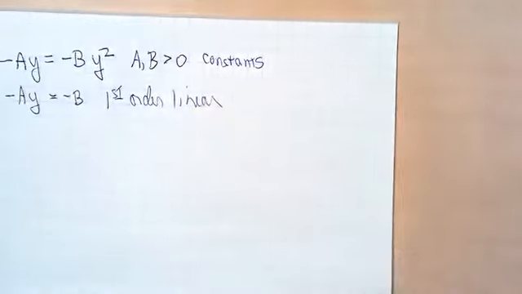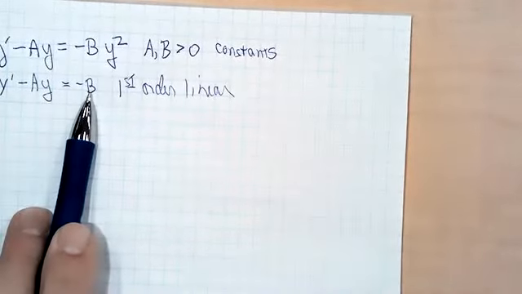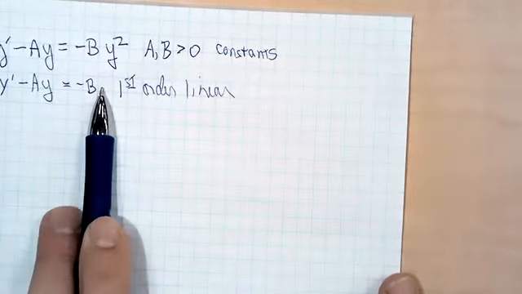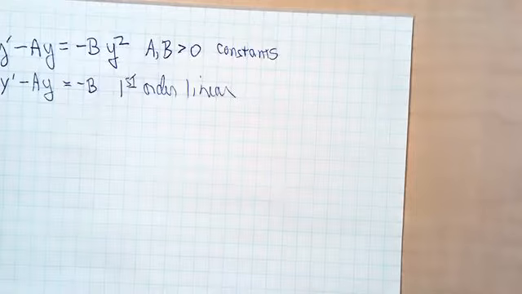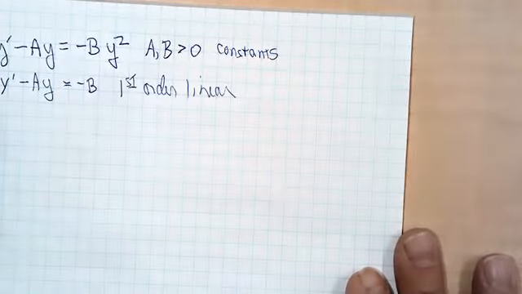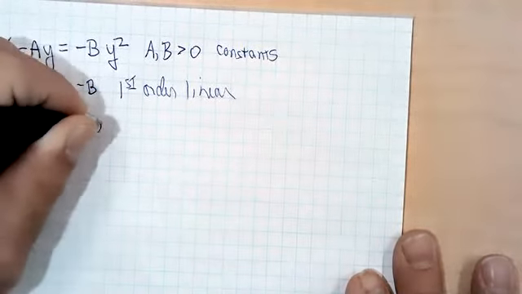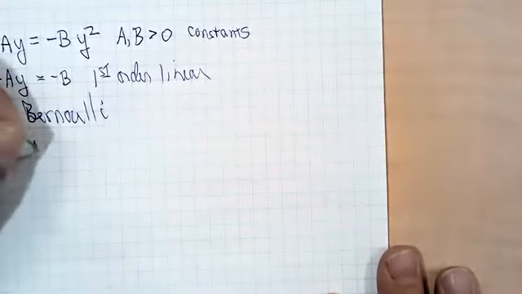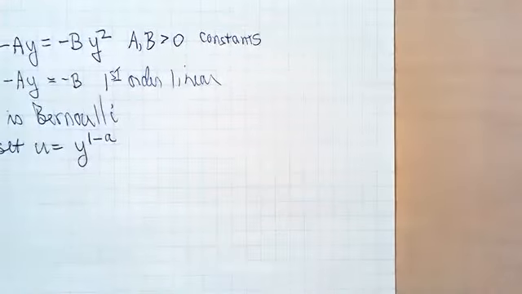It's y prime plus p of x y equals r of x. So it does fit the first order linear. And then if you take a first order linear and you multiply the right-hand side by y to the a, where a is not 0 or 1, you have a Bernoulli equation. So this is Bernoulli. Now the advice that comes with the formula for Bernoulli equation says this: set u equal to y to the 1 minus a, and all your problems will go away.